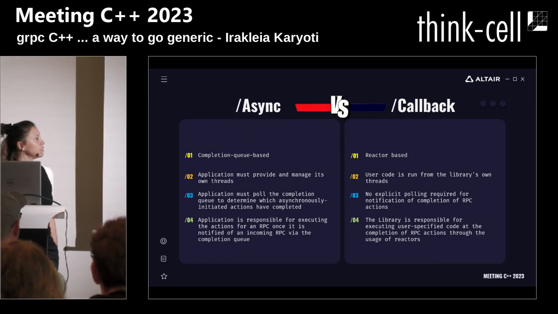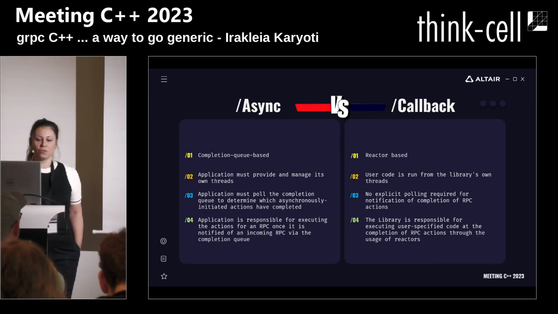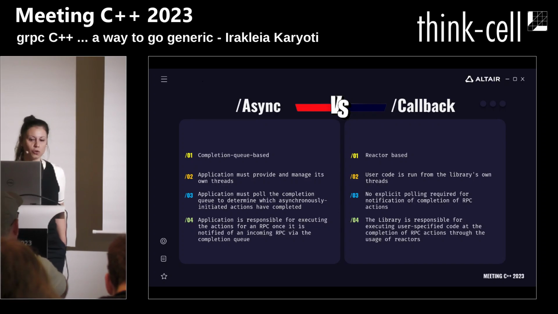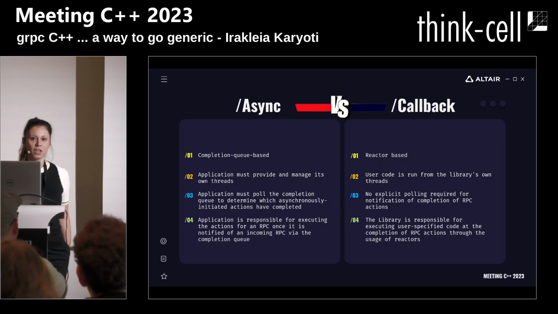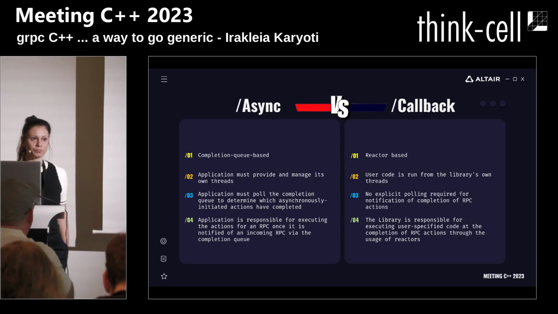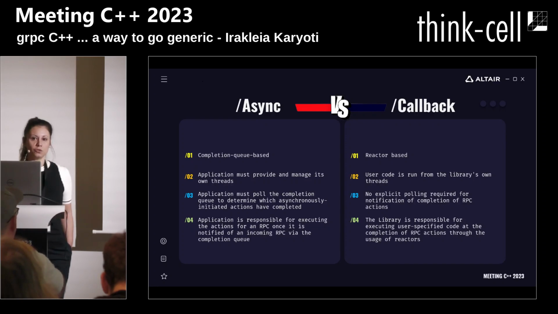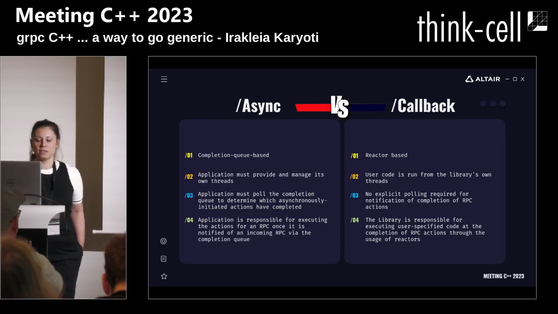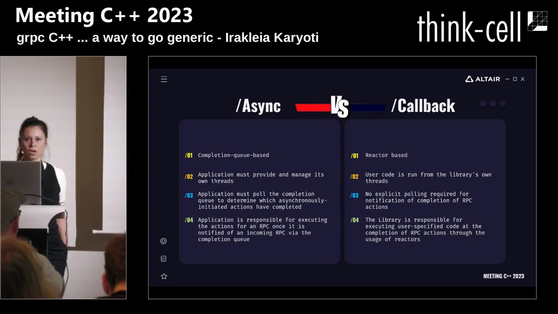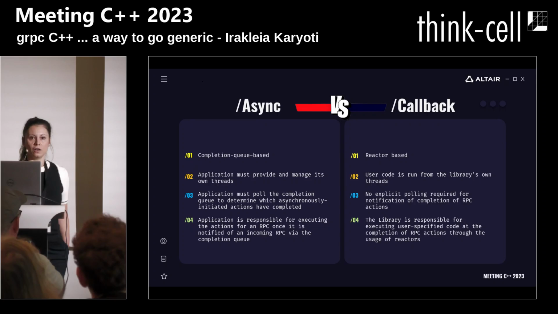Differences between async and callback API. On the async API, we're using a completion queue for our RPCs. It is the application that must provide and manage its own threads. So the application must poll continuously the completion queue to determine which async actions have completed. And it is the application also that is responsible for executing any action upon an RPC is complete, notified by the completion queue.